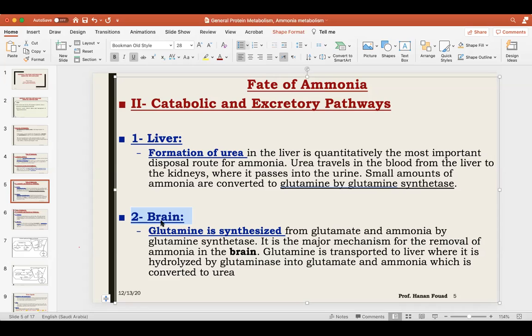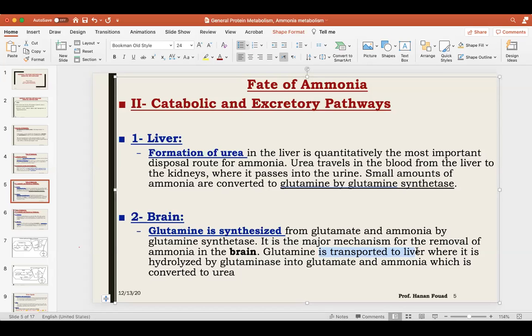The brain conjugates ammonia to glutamic to make glutamine. When ammonia is conjugated to glutamic, it becomes non-toxic because glutamine is non-toxic, by glutamine synthetase, because the brain has glutamine synthetase. Okay? This is the major mechanism of removal of ammonia from the brain. Then glutamine is transported to the liver and kidney. Glutamine goes outside the brain, goes to the liver, and the liver removes ammonia from glutamine and converts it into urea.